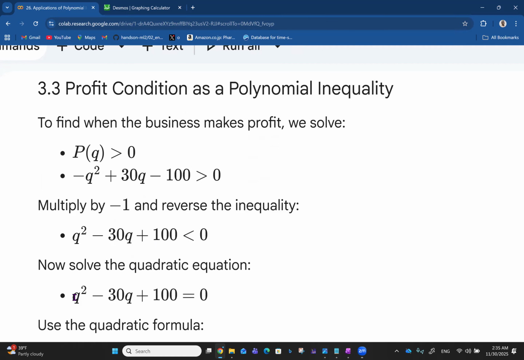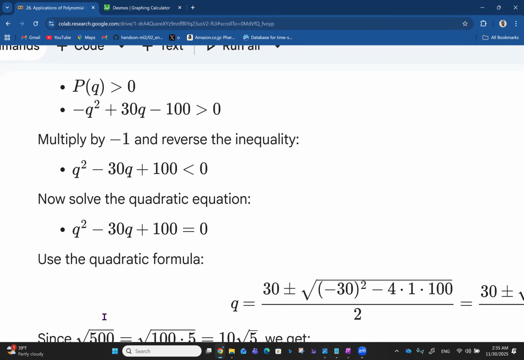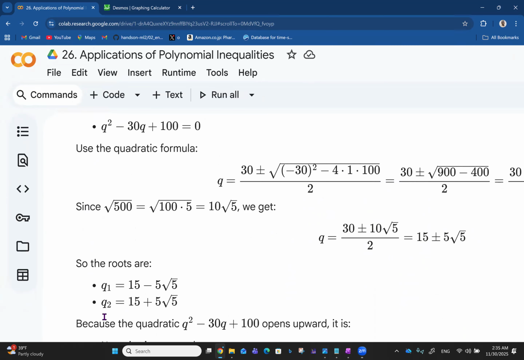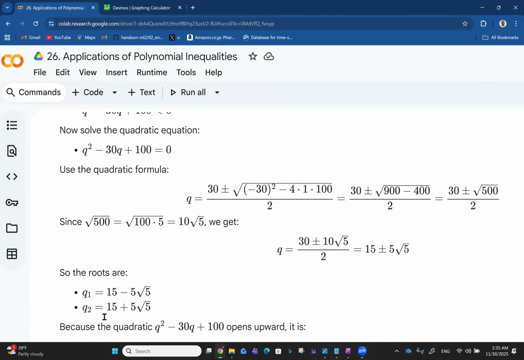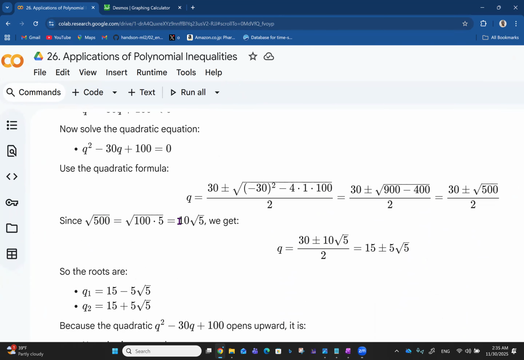Now we solve the quadratic equation, Q squared minus 30Q plus 100 equals zero. You solve that first to get the solutions to the polynomial equation, and then you can look at the inequality. Using the quadratic formula, Q is minus B, that's minus 30, which is 30, plus or minus the square root of B squared, that's 30 squared, minus 4 times 1 times 100, that's 4AC. So that's 30 plus or minus the square root of 900 minus 400, over 2. That's 30 plus or minus root 500 over 2. Root 500 is root 100 times 5, that's 10 root 5. We get 30 plus or minus 10 root 5.